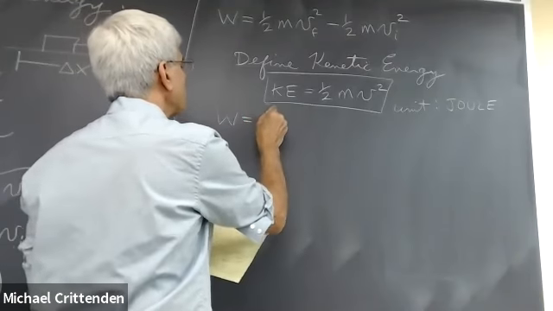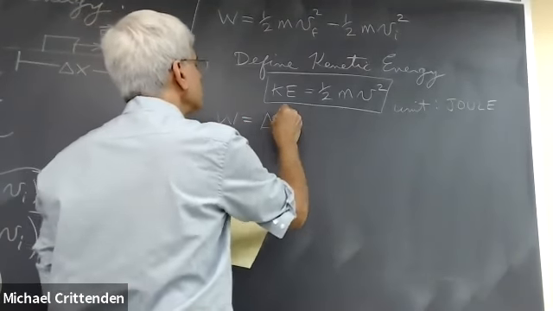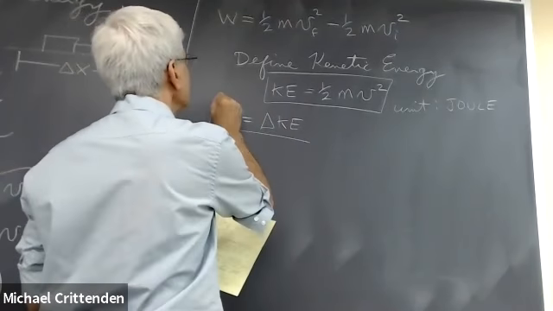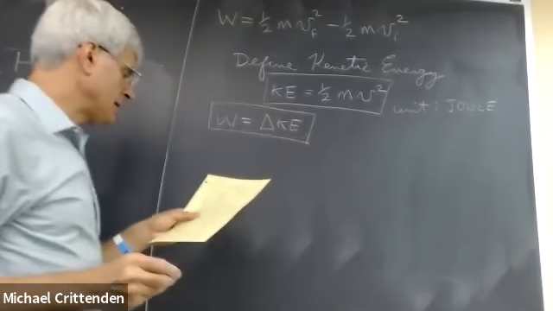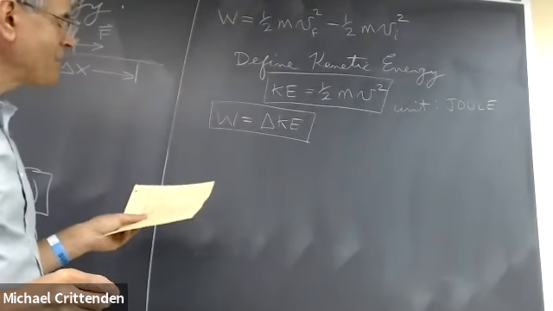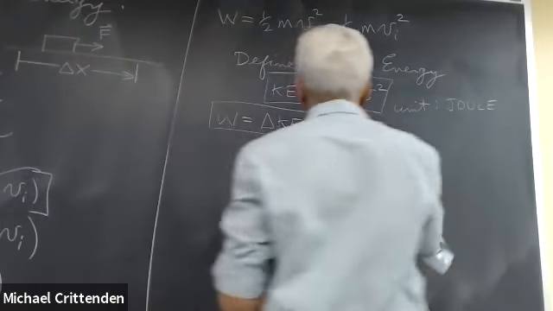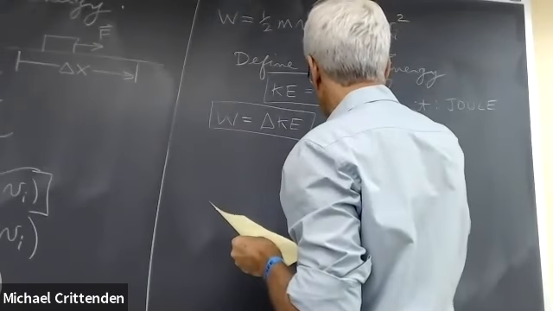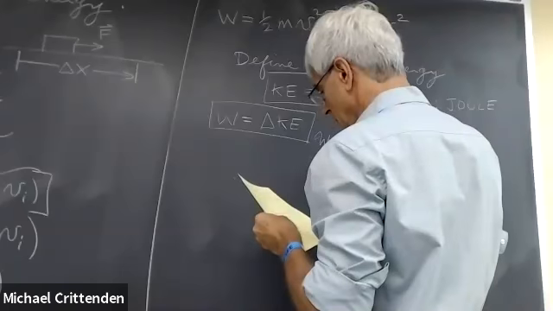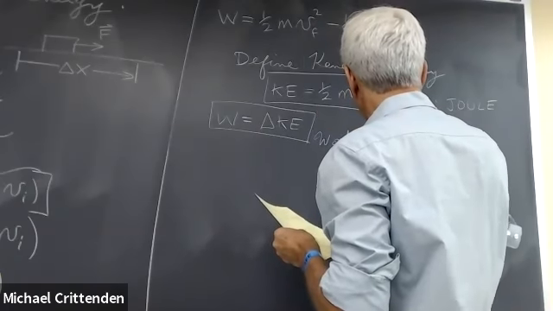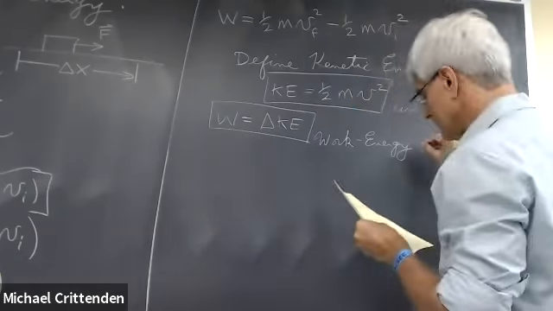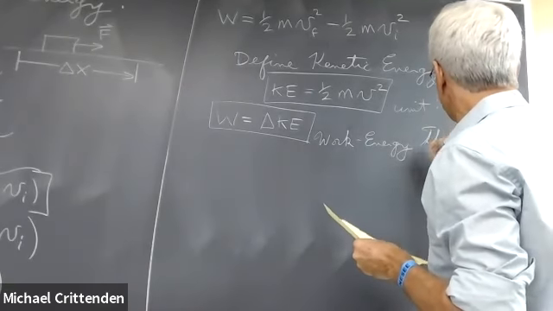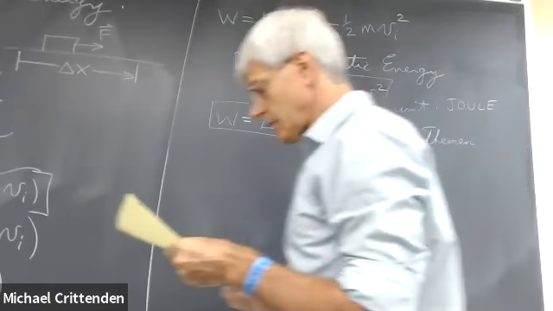So, to summarize, get to the part with the box around it. I have just demonstrated that the work done on an object equals the change in its kinetic energy, which is one form of something called the work energy theorem.